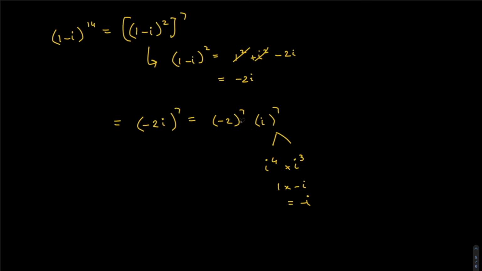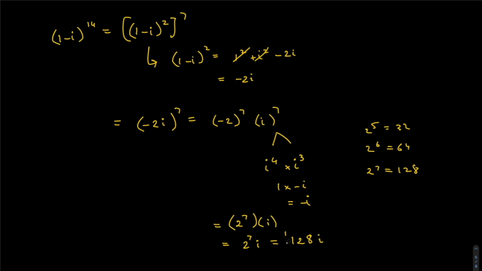And this is 2 raised to the power 7. I'm going to get the minus sign, and I'm going to multiply with this, so we have i. So I can write this as 2 raised to the power 7 times i, or if you want, you can simplify it. I know 2 raised to the power 5 is 32, 2 raised to the power 6 is 64, so 2 raised to the power 7 is 128. So we can simplify it and write it as 128i, and this would be our final answer.